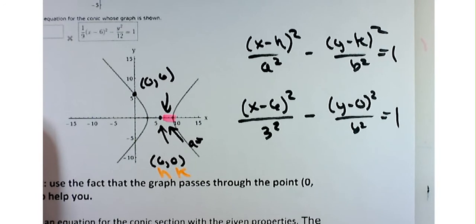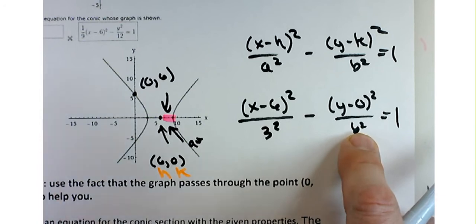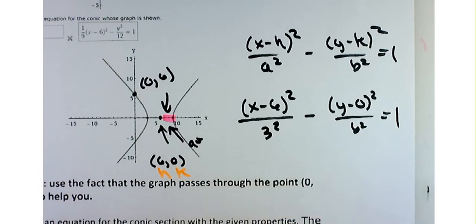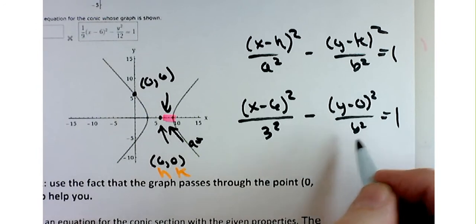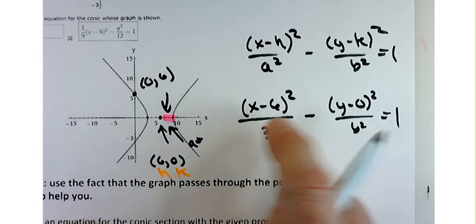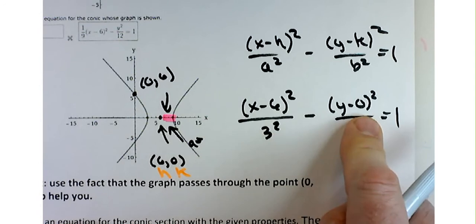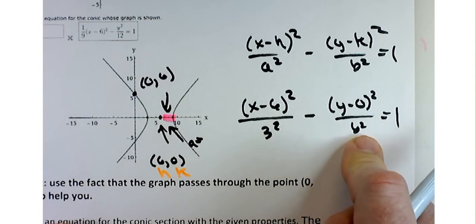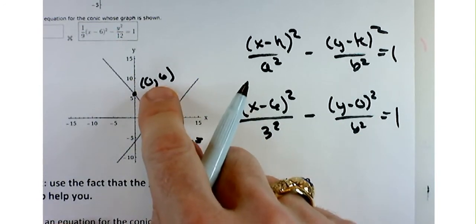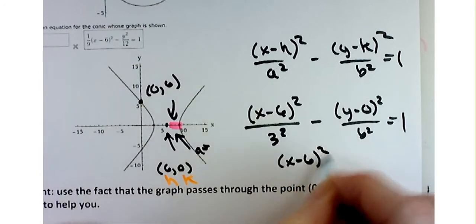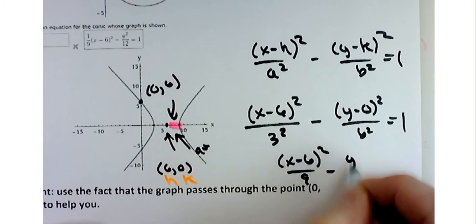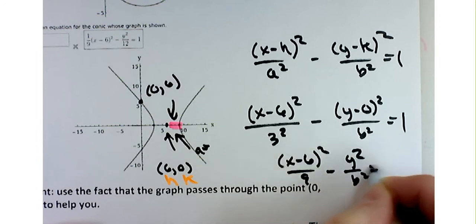But that leaves you short in determining what b is. So how are we going to figure out what b is? You can clean up this equation a little bit. If you wanted to, you could write it as x minus 6 squared over 9 minus y squared over b squared equals 1. But there's a little something that we can use here.